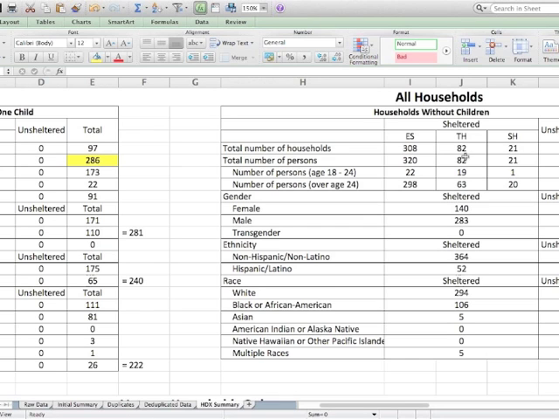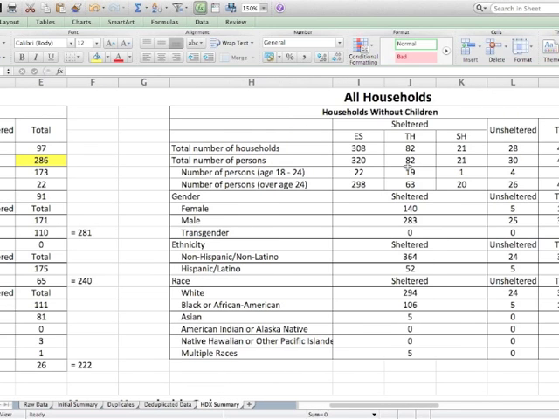The last table on this top portion of the chart is for youth-only households. This is for households where surveys have identified youth who are between the ages of 18 and 24 or younger and have no adults over the age of 24 living with them and have been identified either in emergency shelter, transitional housing, or safe havens. The top part indicates the number of households. The second part indicates the number of persons in the household.